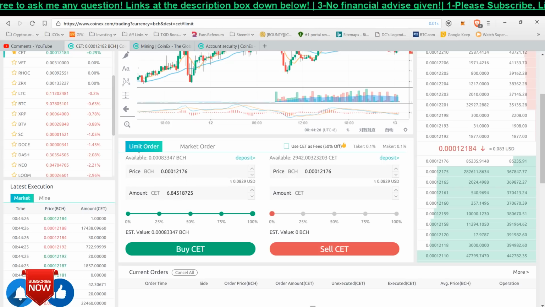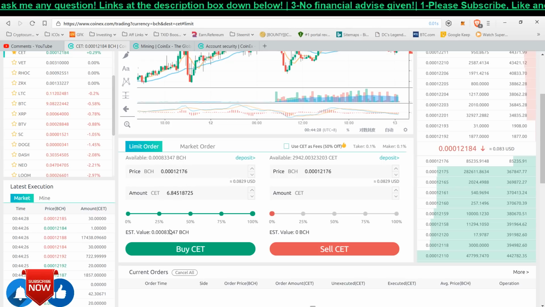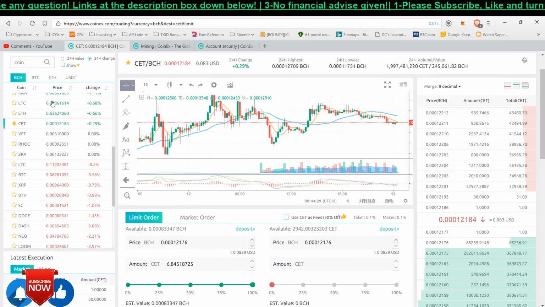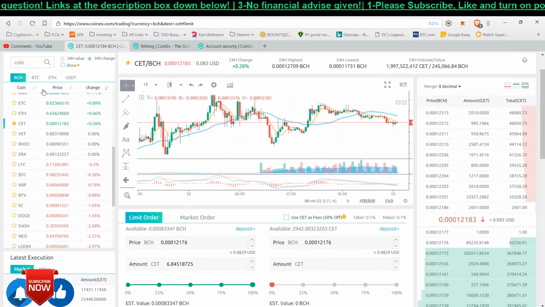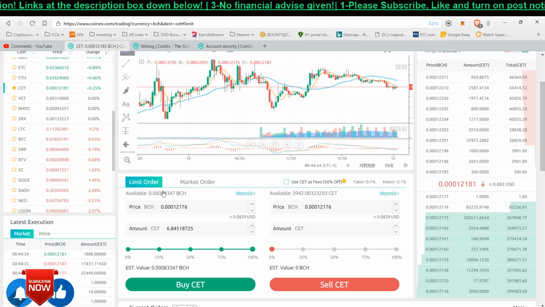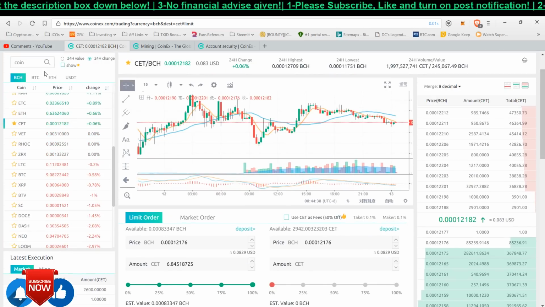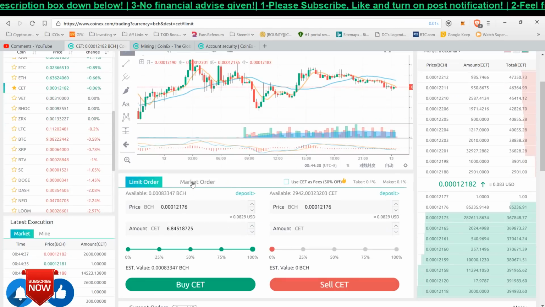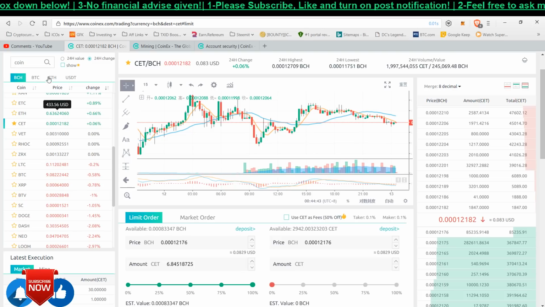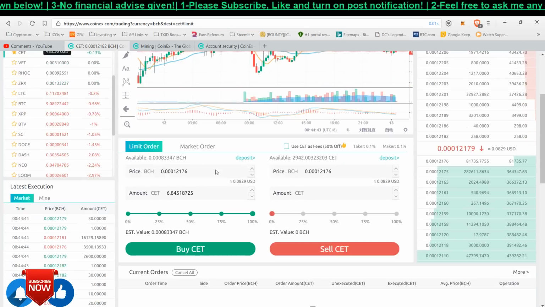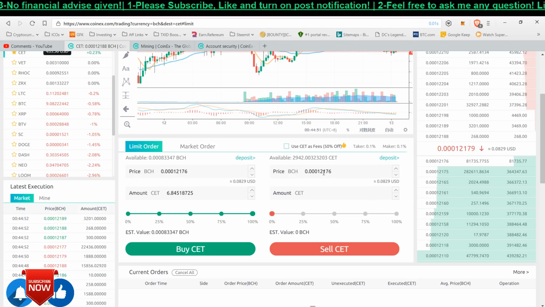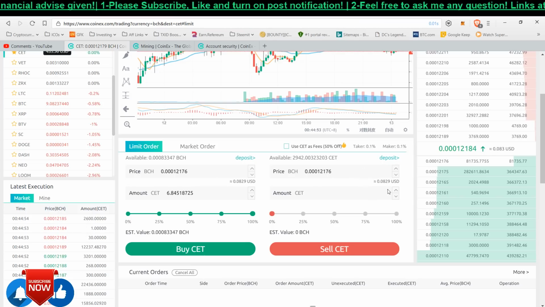must have enough Bitcoin Cash to buy with, or let's say you want to use Bitcoin, you can use Bitcoin, and also Ethereum and US Tether. Make sure that you have enough of the primary pair for you to buy your CET, if not another token that is paired with whatever it is on top that you are using. So let's say you have held long enough and you need to sell your tokens to make some instant gains.